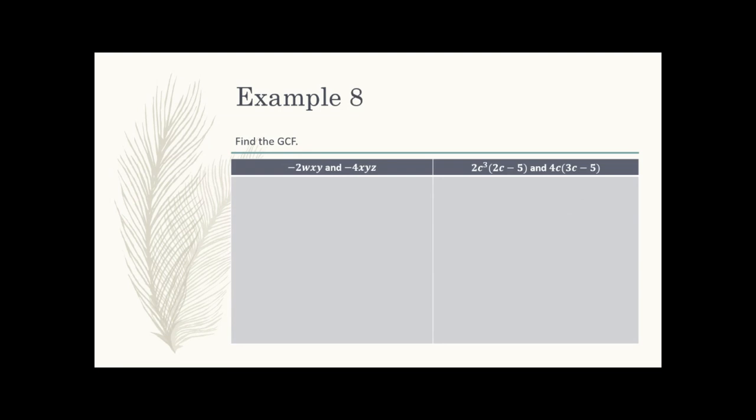Now these are my last two examples here. I have on the left negative 2wxy and negative 4xyz. When we're finding the greatest common factor and there's a negative involved, we will always put a negative in our greatest common factor. This is because when you go on to 6.2 and start factoring, it makes your factoring a lot easier. So as a rule, we always have a negative if one of our things has a negative.